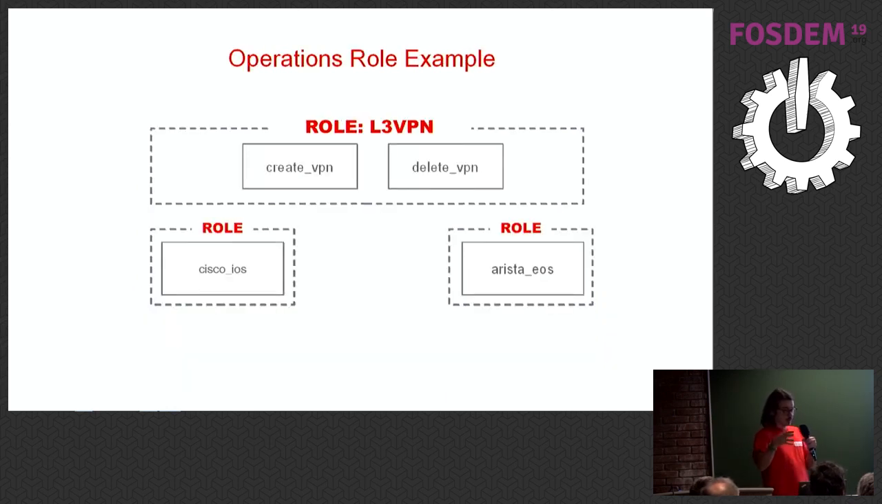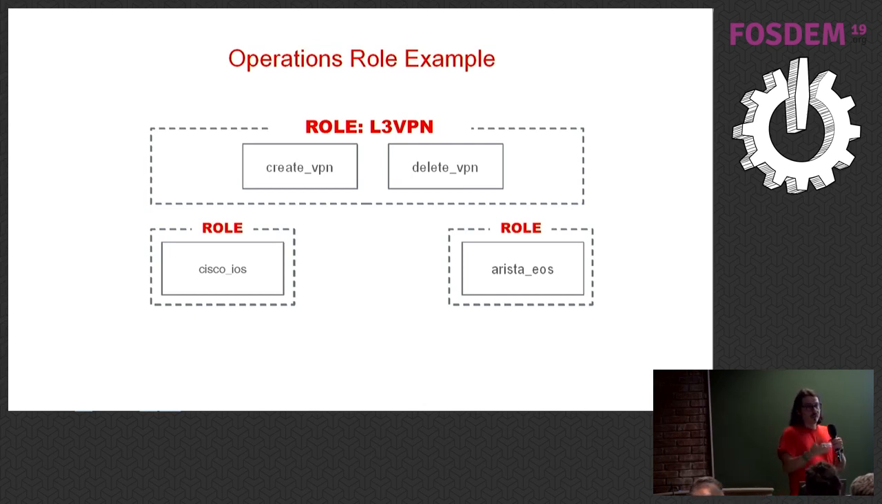The demo is going to be about creating an L3 VPN between two endpoints, two routers. So our function role is basically to create a VPN or delete a VPN. And that's very simple. That's something that everyone understands, and you don't need to care so much about how it's going to be implemented. The implementation details are embedded into the provider roles.